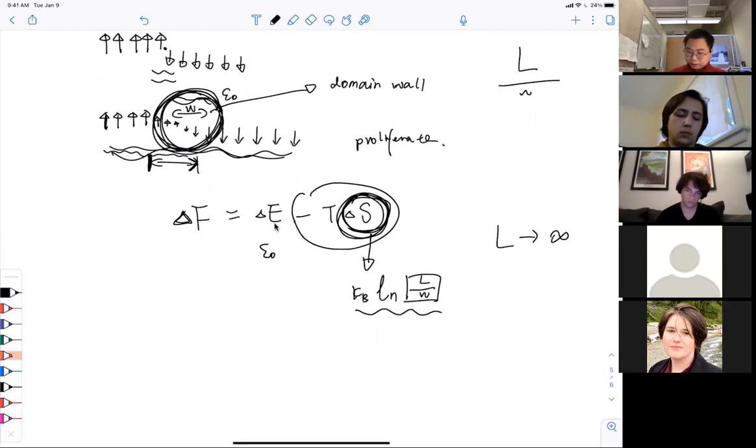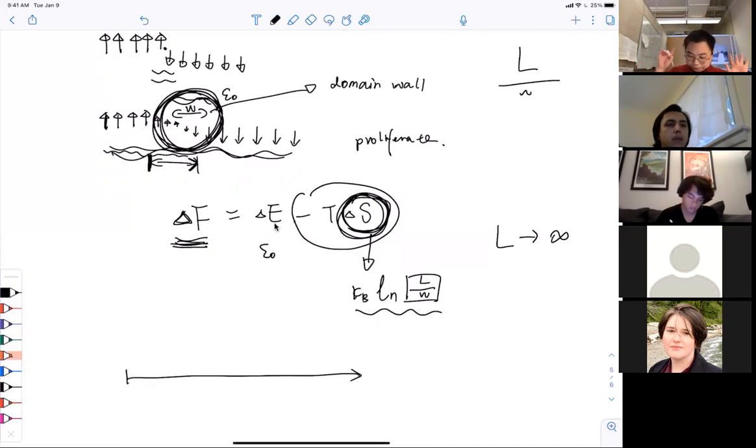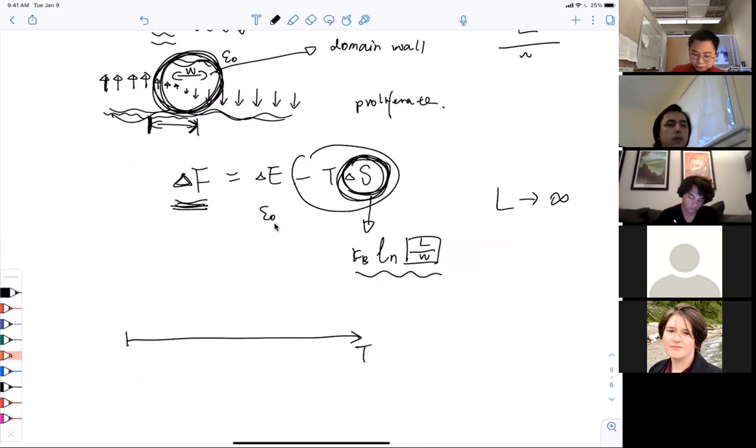this process will always decrease your free energy. That's what is favored, right? Meaning that the domain of the system will proliferate and it will totally destroy your original ground state. It's unstable. So let's draw kind of a phase diagram. Temperature 0 to infinitely large.